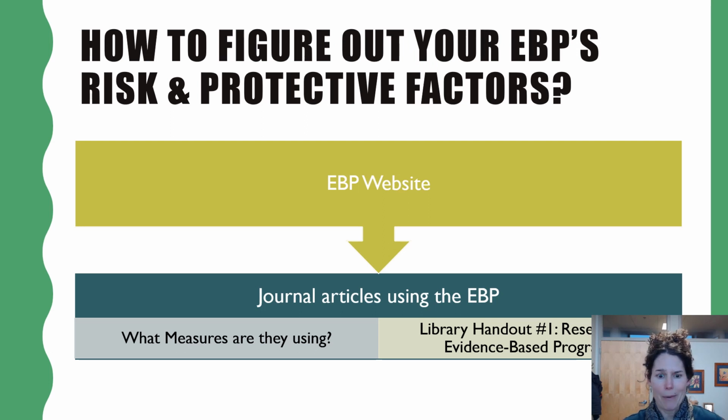So you're probably wondering, how do I know what risk and protective factors my evidence-based program focuses in on? You may have discovered some of that from the EBP investigation worksheet if you did it on this program, but you can go to their website and look up journal articles that use the evidence-based program. In the methods section, you can see what measures they're using, which tells you what things they're trying to change, either increase or decrease. The library handout will also give you some guidance.